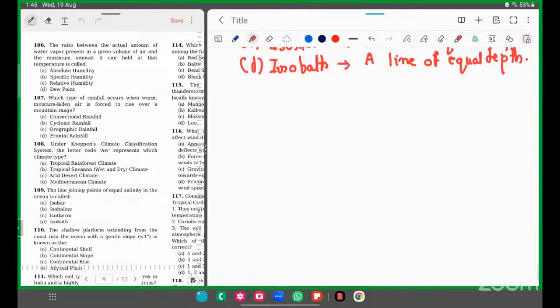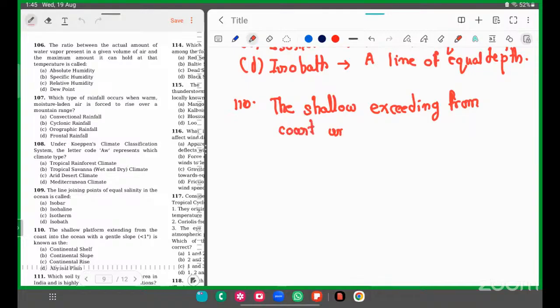Coming to the next question, 110. The shallow platform extending from the coast into the ocean with a gentle slope is known as. So let's imagine this first.